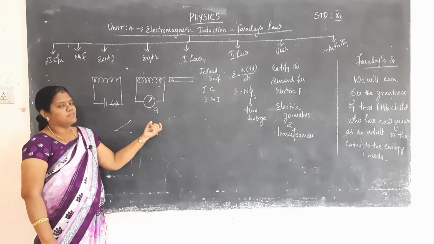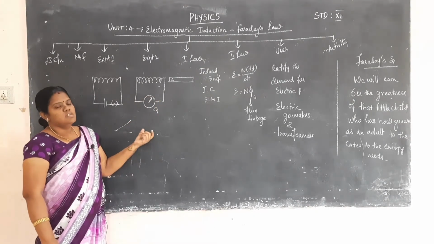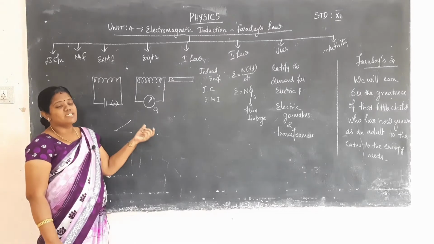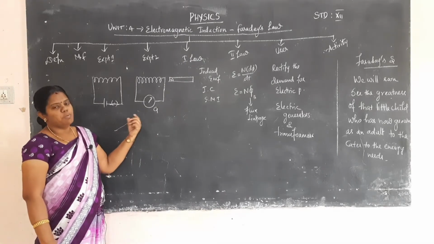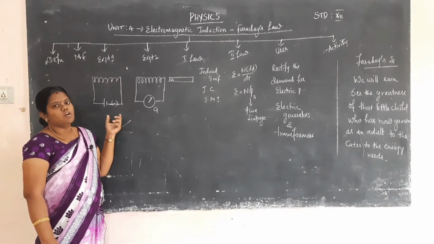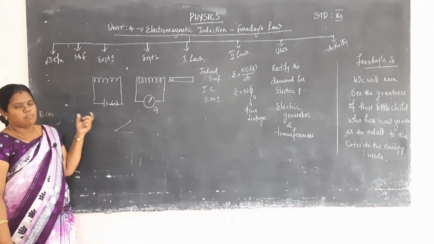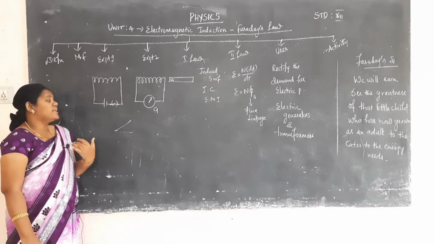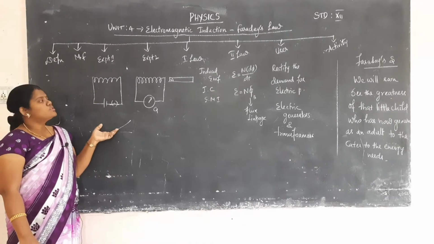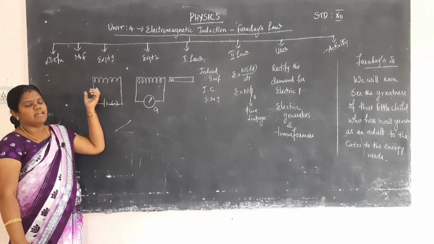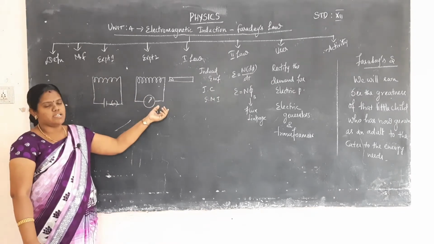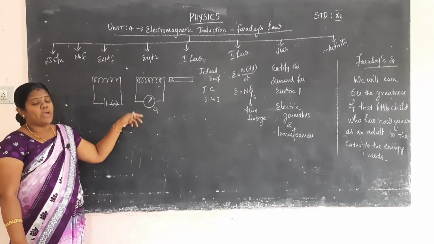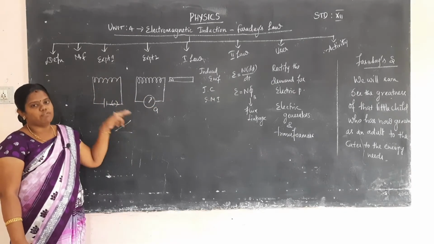That way the galvanometer shows deflection. No magnet is used in this experiment. Only the coil acts as a magnet, because the coil is getting current from the battery. So the coil acts as a magnet, and that magnet induces current in the secondary circuit coil. That way the galvanometer shows the deflection.